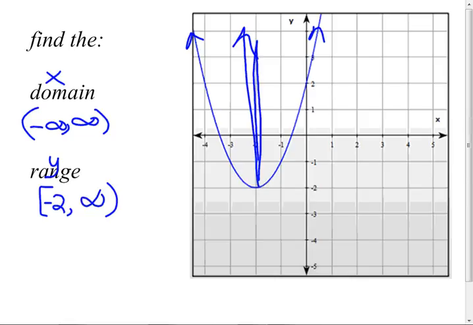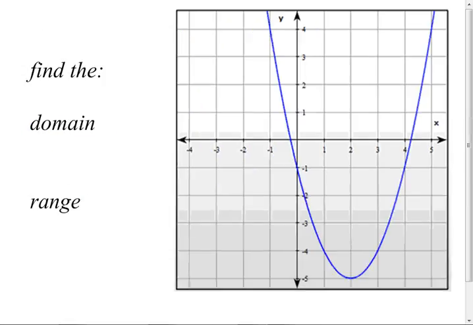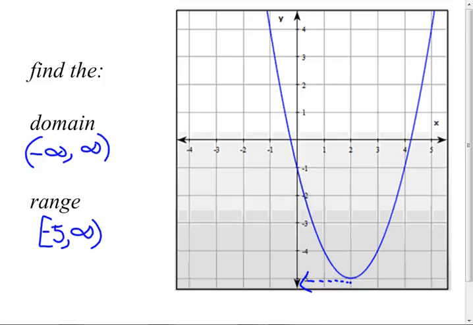Okay, try that one. What's the range? It starts at -5 and goes to where? To infinity. Now, what's the domain? Negative infinity to infinity. Why is it -5? Because it starts down here.